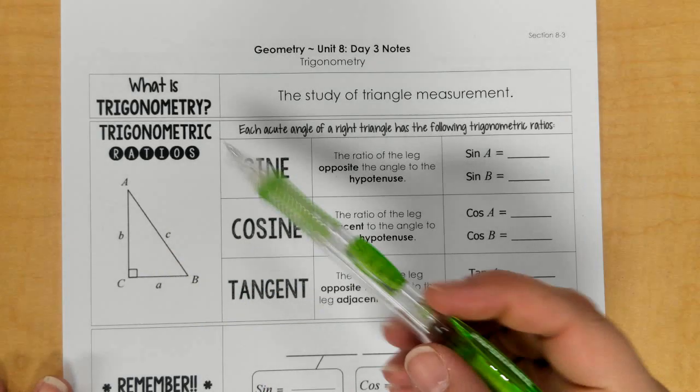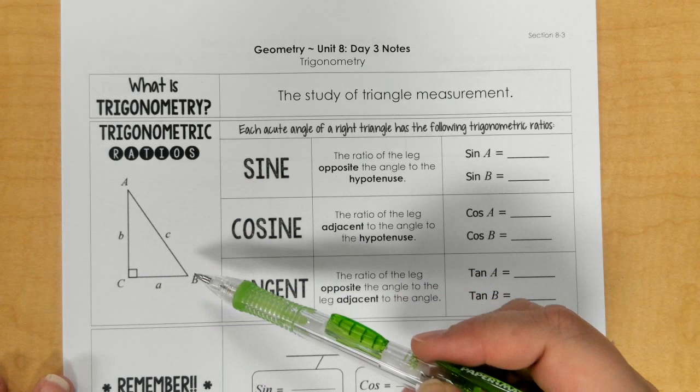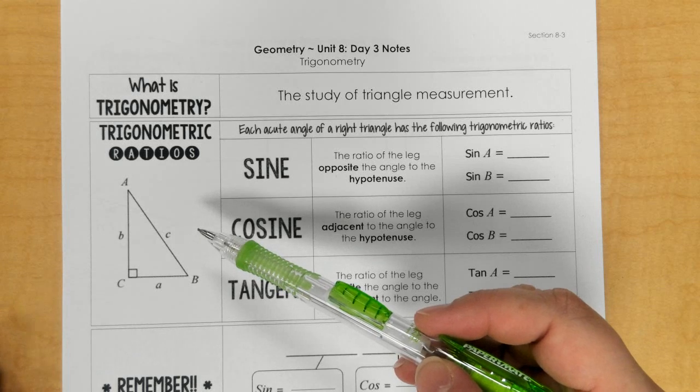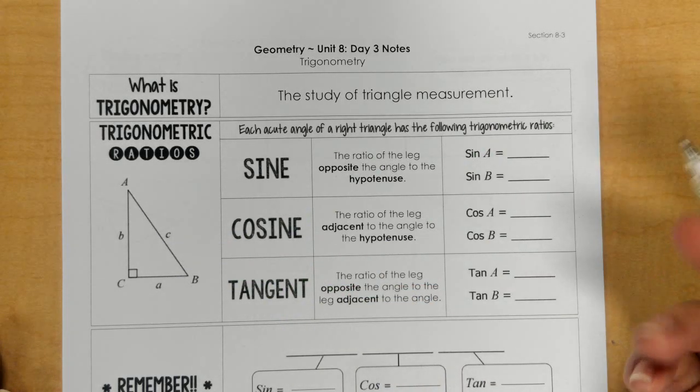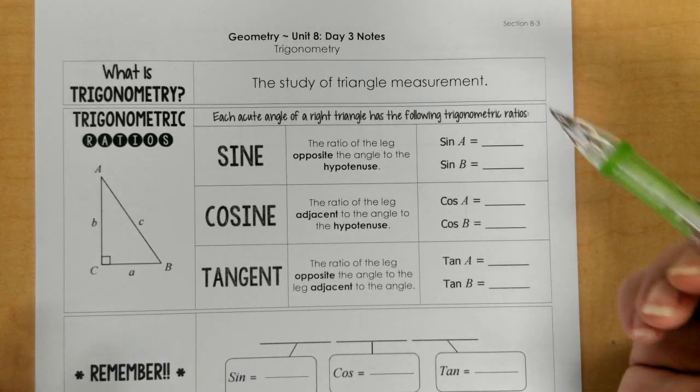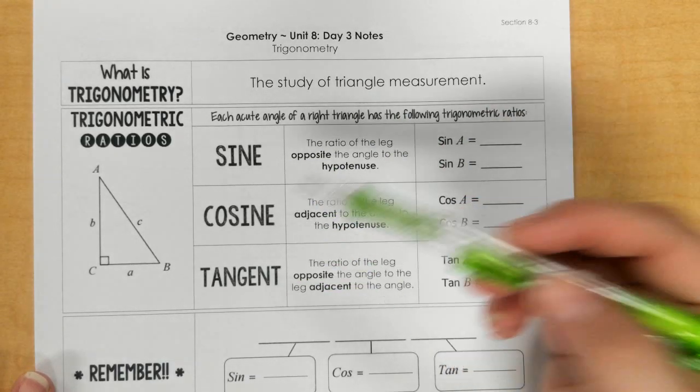As you can see in this picture here, we have a right triangle. When we do trig for geometry, we're always going to be using a right triangle. There are 3 types of trigonometry ratios: sine, cosine, and tangent.